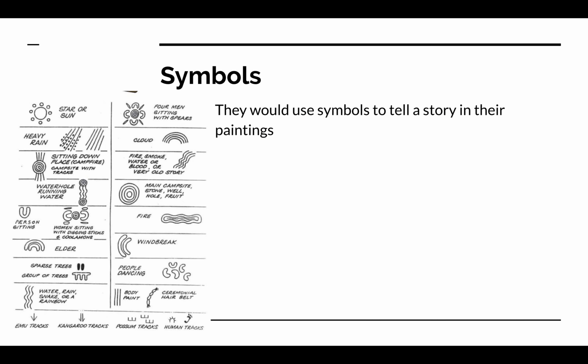They would use symbols to tell a story in their paintings. So, for example, this squiggly line, it looks like a worm to me, but to them, that could be their symbol for fire. These little macaroni-looking things could be a symbol for people dancing. So again, they didn't have the exact symbol for what they were trying to draw. For example, this looks like a rainbow to me, but for them it was a cloud. They did not want people to recognize what they were drawing.